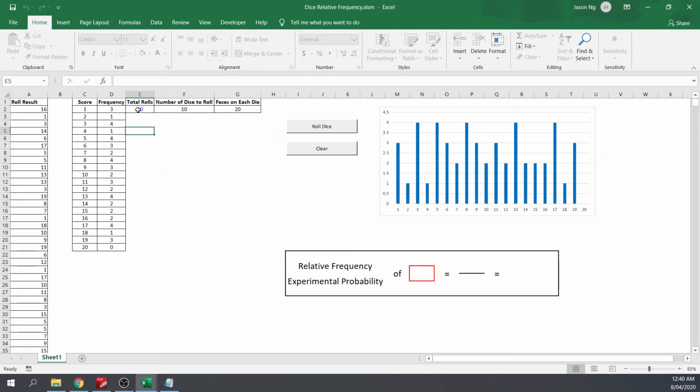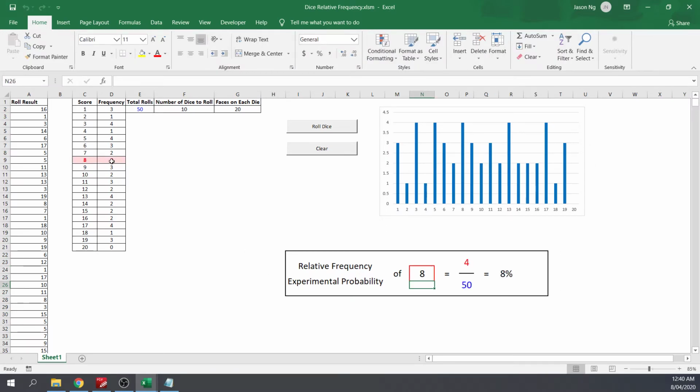Alright, so right now we've rolled 50 times. What's the experimental probability of getting an 8, for example? Well, we've got 4 8s out of 50, so it'd be 4 out of 50, 8%. Right now we've got no 20s, and so right now that probability is apparently 0. Even though in theory it's 5%, because everything should be 1 in 20. But we have no 20s yet, and so right now it's still 0.